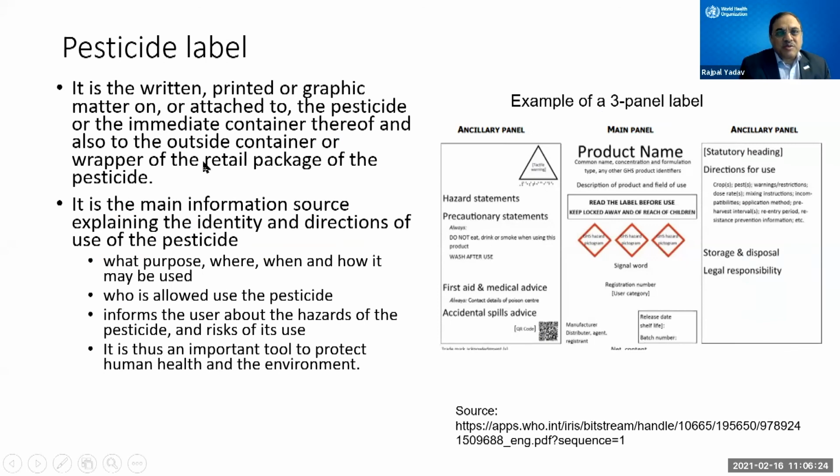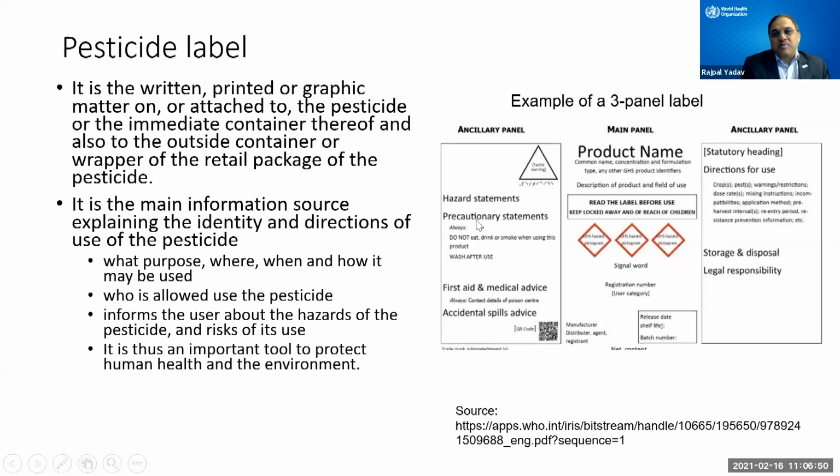So this provides information about what is the purpose of the insecticide, where, when, and how it will be used, who is allowed to use it, and informs the user about the possible hazards and the risk of the product. And therefore, it is a very important tool to tell the users how to handle that bottle or packaging in order to reduce the risk to the workers and to the environment.